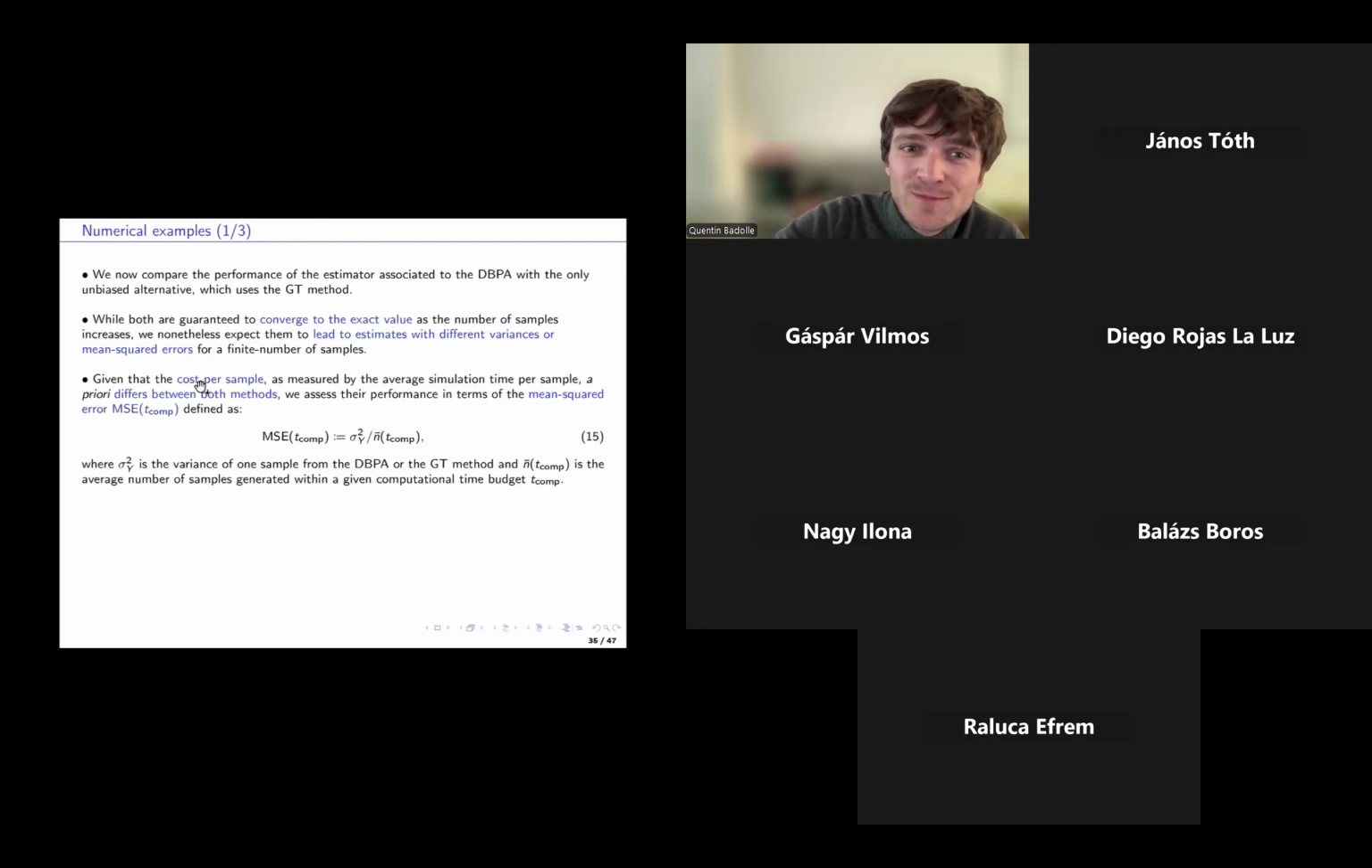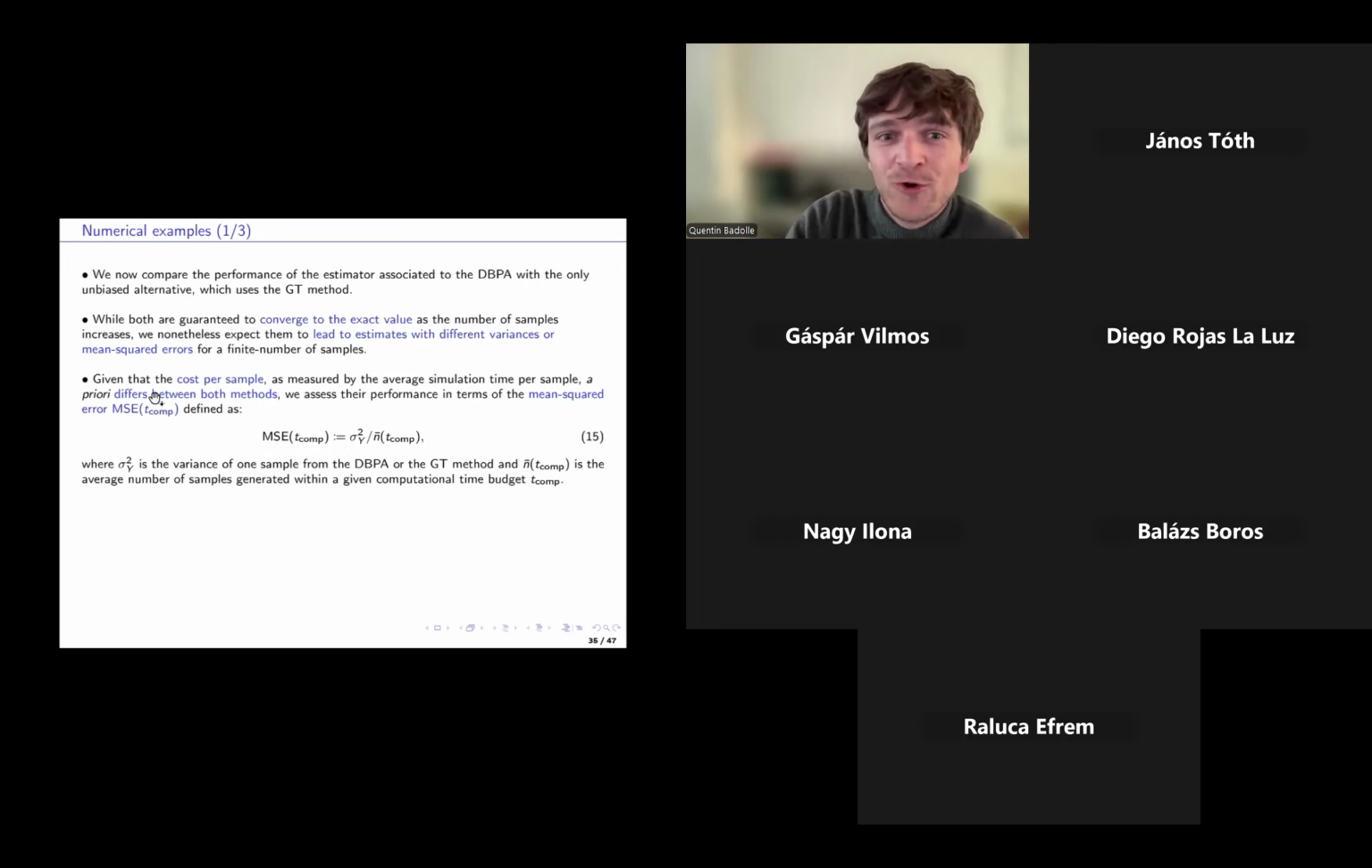The second observation, which is important here, is that the cost per sample is likely going to be different between the two methods. So just the rule of thumb is that the Girsanov transform method has just the cost of stochastic simulation. And with the algorithm which we introduced, the double BPA, you are going to generate all these auxiliary paths, which will have additional costs. But the hope, again, is that through this additional cost per sample, you're going to have a variance which is reduced.